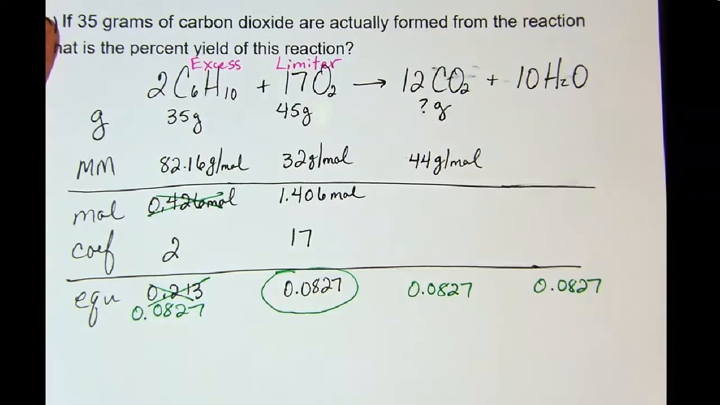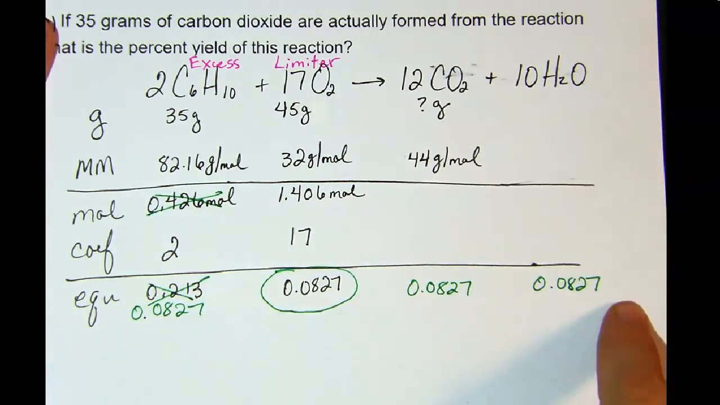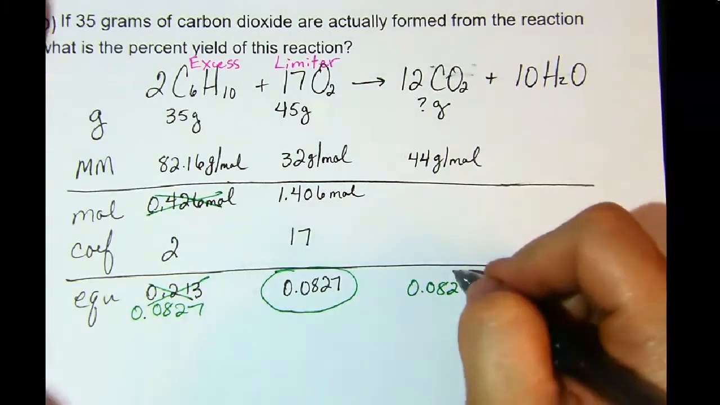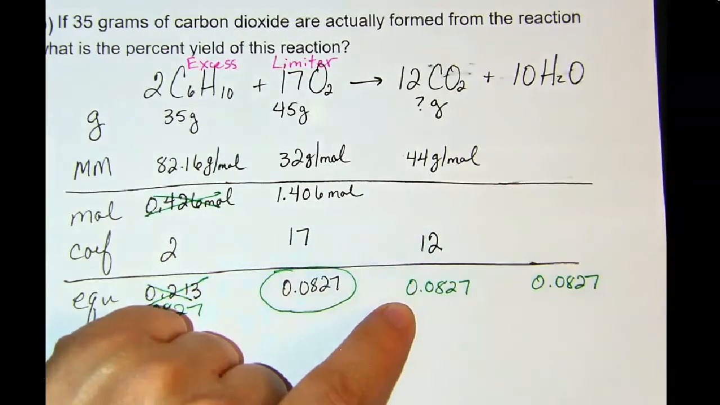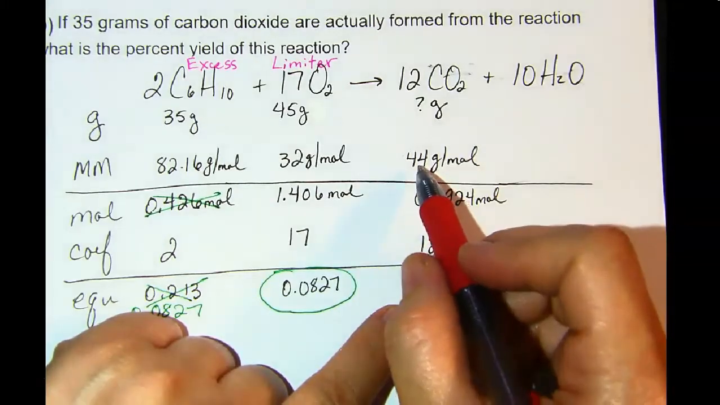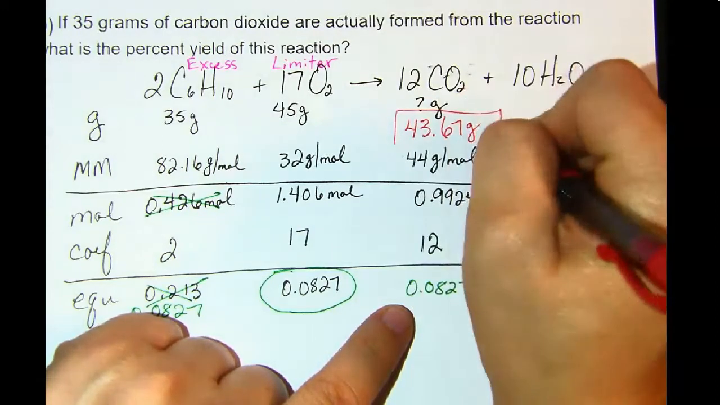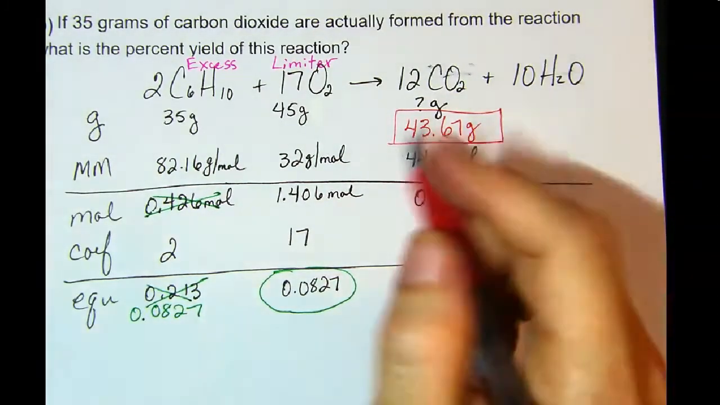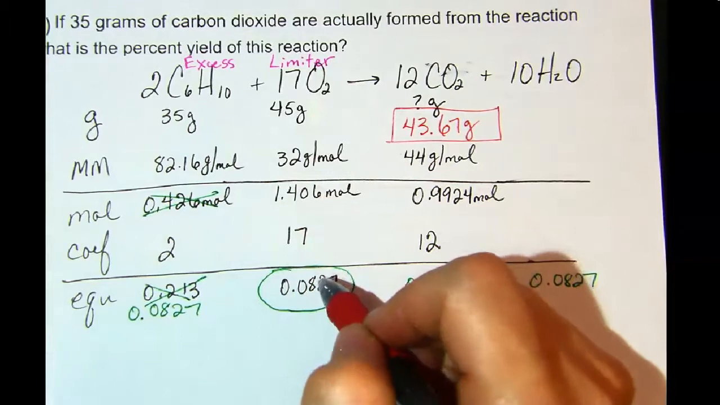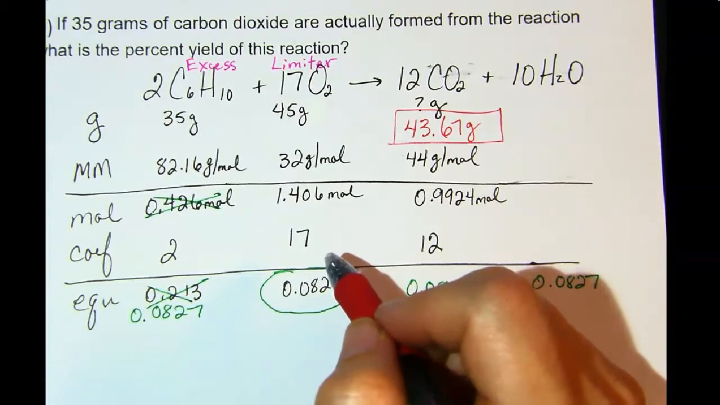Okay, so now the question is, how many grams of carbon dioxide are we going to make? And I rewrote the equivalent in all four spots here. And so now we're just going to work our way up from here to the grams of carbon dioxide. So I'm going to multiply this times the coefficient of 12, which gets me 0.9924 moles, and then multiply that times the molar mass, which is 44, and we get a value of 43.67 grams of carbon dioxide produced. Everything is based off of the limiter in any reaction, because once you run out of the limiter, that's it. Your reaction can only go as far as the least amount of reactant that you have available.